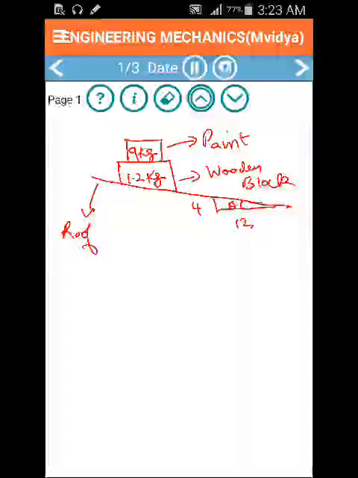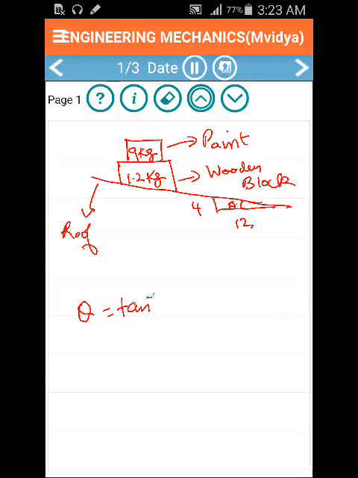So here we have a 9 kilo paint box which is kept on top of a 1.2 kilo wooden block, which is placed on a roof which is slanting at an angle theta. So we can find the angle theta is tan inverse of opposite upon adjacent, 4 upon 12. So this gives us a value of 18.43 degrees.